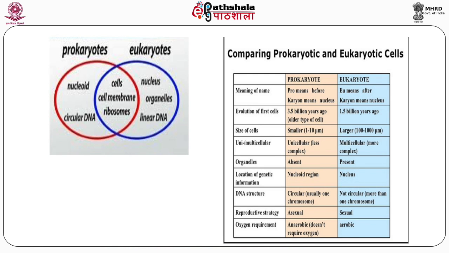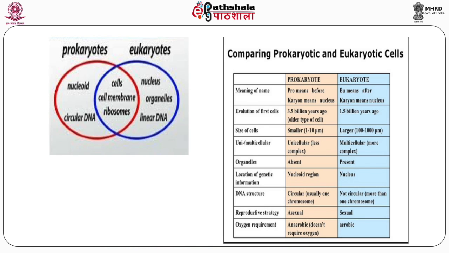Major differences between the prokaryotes and eukaryotes are highlighted in the following schematic diagram. As you can see in the figure, prokaryote means pro, before, and karyon, nucleus, and eu means after, karyon means nucleus. So the eukaryotes have a nucleus and prokaryotes do not. Prokaryote cells are smaller and organelles are absent in prokaryotes. Prokaryotes have a circular chromosome. On the other hand, eukaryotes usually have more than one chromosome and they are not circular.